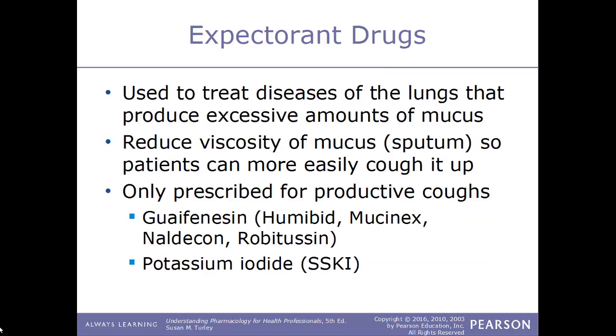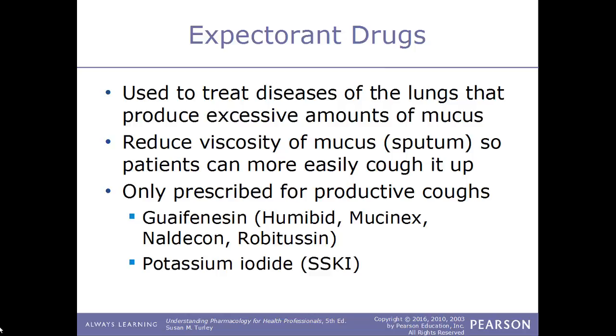Alright, now we'll talk about another class of drugs, expectorant drugs. Now these are used to treat diseases of the lungs that produce an excessive amount of mucus. So these kinds of drugs are used to reduce the viscosity of the mucus, or sputum, so patients can more easily cough it up to get it out of their lungs, out of the body. So these are only prescribed for productive coughs.